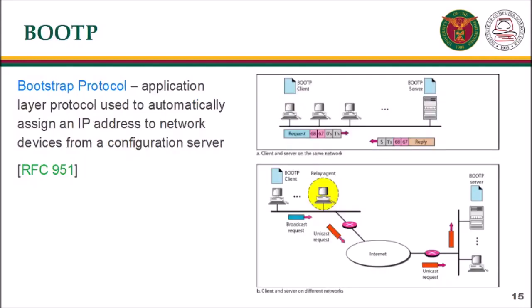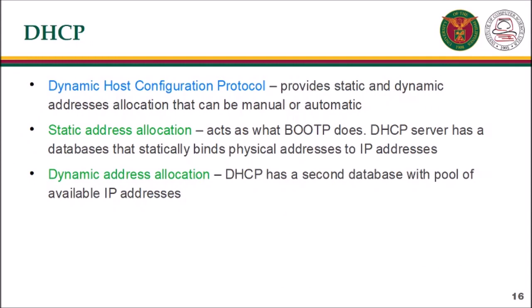The Bootstrap protocol, or bootp, is an application layer protocol used to automatically assign an IP address to network devices from a configuration server. Dynamic Host Configuration Protocol is an application layer program that provides static and dynamic address allocation that can be manual or automatic. In static address allocation, it acts as what bootp does. The DHCP server has a database that statically binds physical addresses to IP addresses. In dynamic address allocation, DHCP has a second database with a pool of available IP addresses.